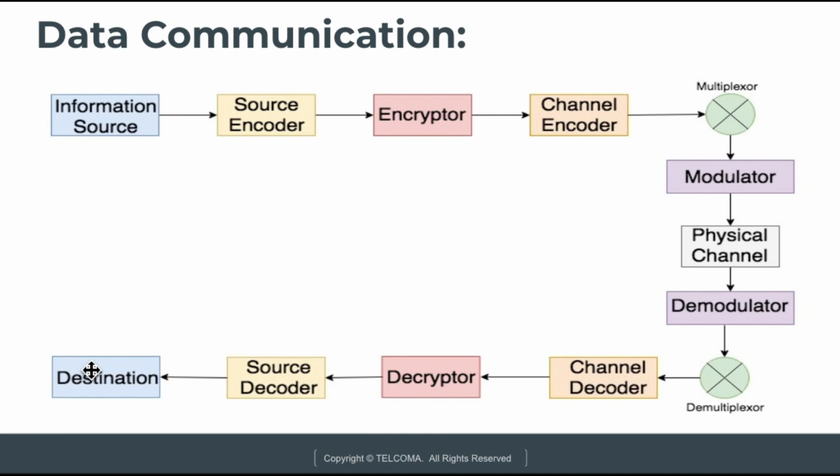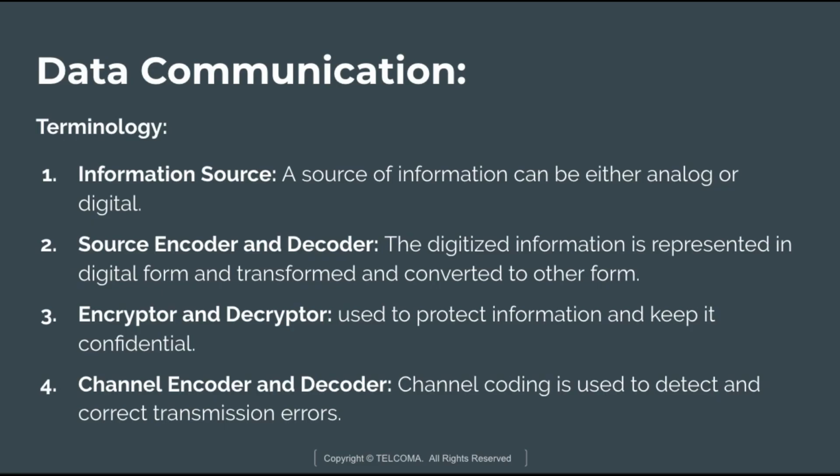Let's discuss about these devices one by one. So first one is the information source. Here a source of information can either be an analog or a digital, but here the important concept include the characteristic of a signal such as amplitude, frequency and phase. Here these signals are further classified in periodic and aperiodic signal. Next is source encoder and decoder. Here the digitized information is separated into digital form and transformed and converted to the other form. Here the main working of encoder and decoder is to convert the analog signal to digital and digital to the analog signal.